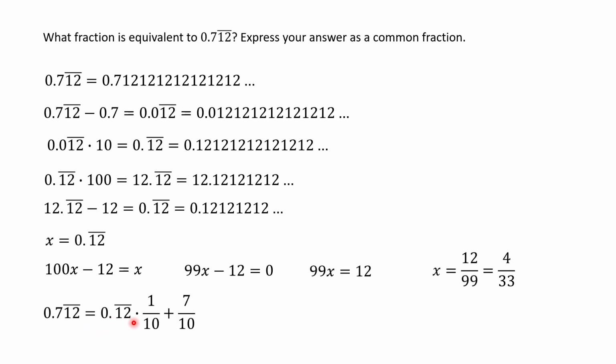We take our 0.12 bar, multiply by 1/10, or dividing by 10, and plus that 0.7, which is 7/10. Now, if we substitute this for this, I'm going to get this. Next thing, I just get the common denominator, get this number, then I simplify, and I get my final answer.